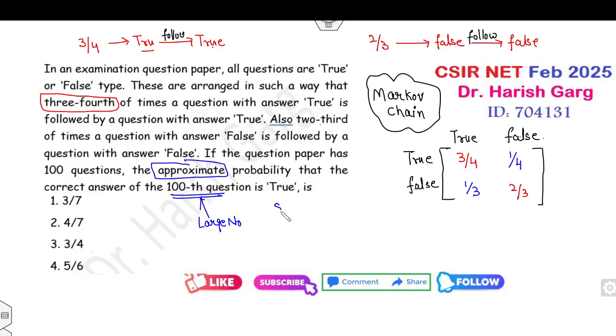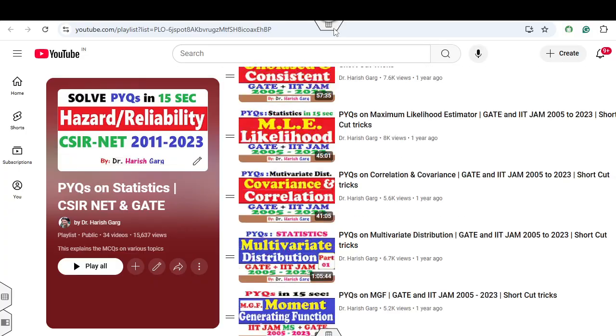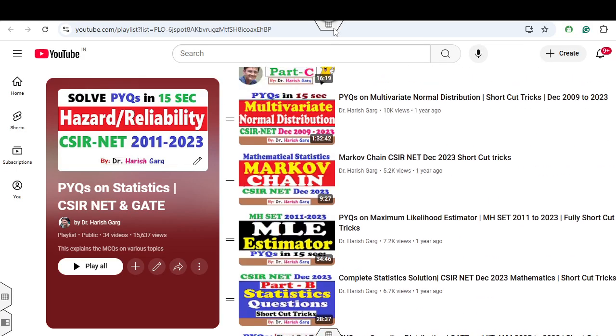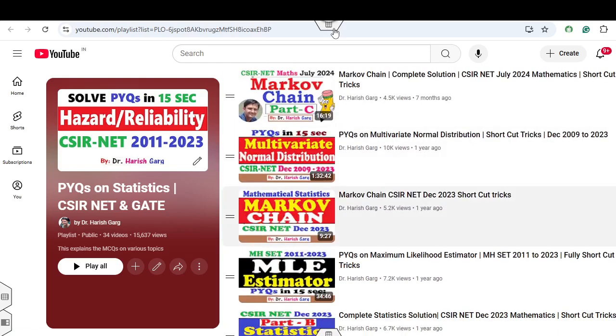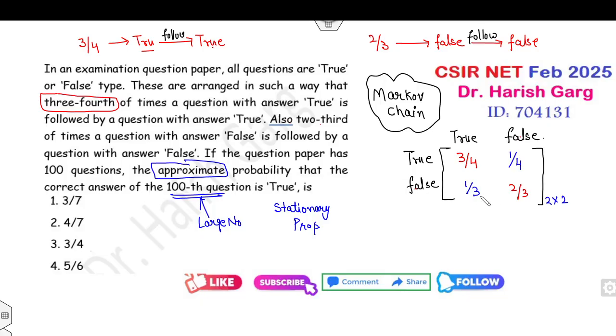Fine. So that means your target is to find the stationary probability, and you can see it's a 2 cross 2 matrix. If you already watched my PYQ lecture on Markov chains, you will understand how you can find the stationary probability in a simple one line. This is the true. Fine. This is my false.